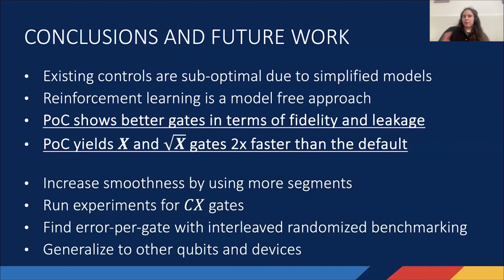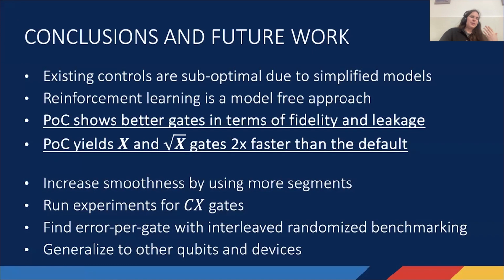But in the future, I would love to increase the smoothness of these pulses by making them using more segments, making them a bit more complicated. Those segments were kind of choppy. Run experiments for 2-qubit gates. Find some better measures for the success of the gates. So fidelity and leakage are fine, but there's a more popular way of measuring the success of your gate called randomized benchmarking that takes into account the other gates that you might run on your processor. And generalize to other types of qubits and devices and see how the gates and agent work on other devices.